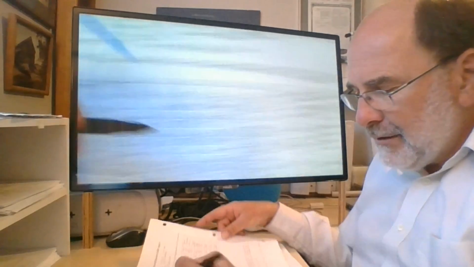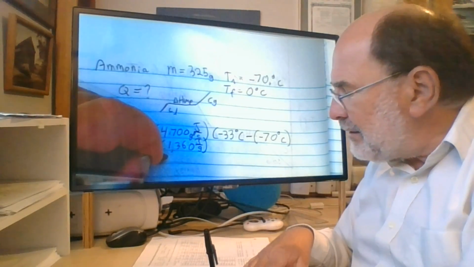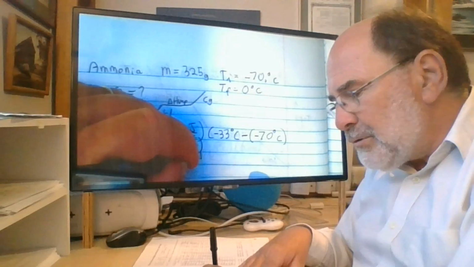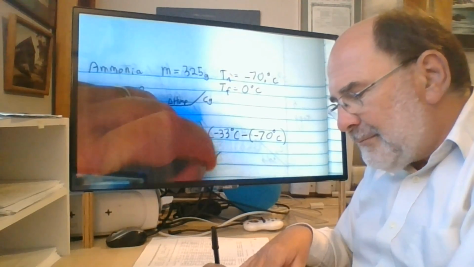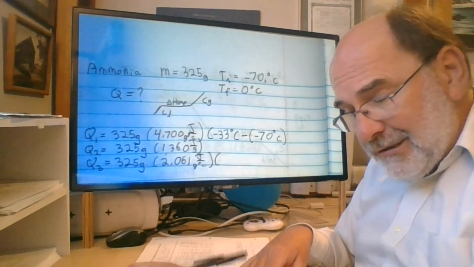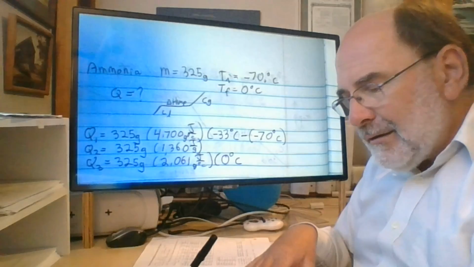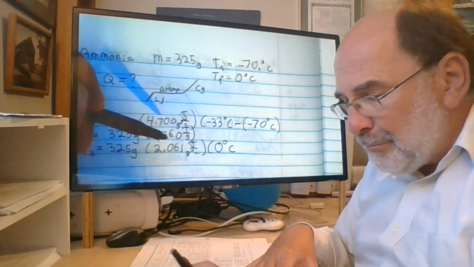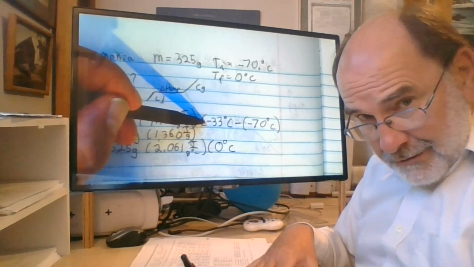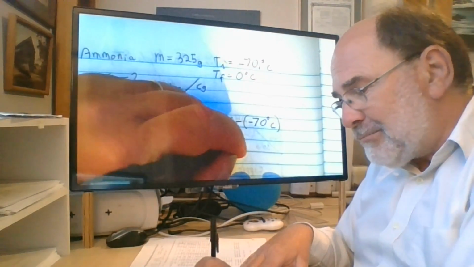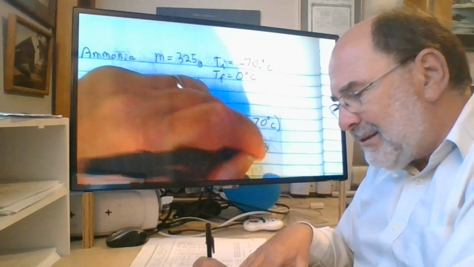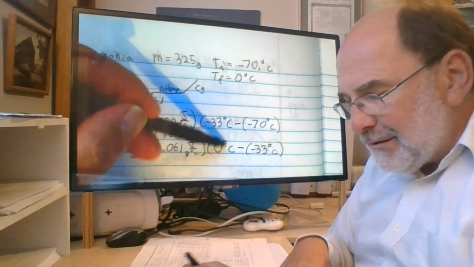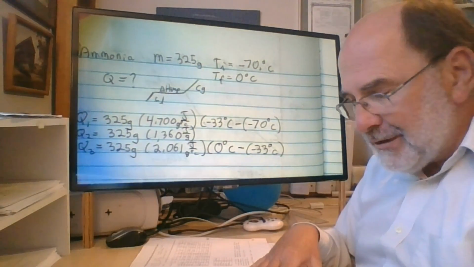Sorry, you can't see it. I said that incorrectly. 2.061, my bad, joules per gram per degree C times the change in temperature. Now, the final temperature is 0 degrees, but I'm not starting at negative 70. I'm starting at the boiling point of ammonia. So I'm going to subtract negative 33 degrees C, right? And so really the change in temperature is going to be 33 degrees C.